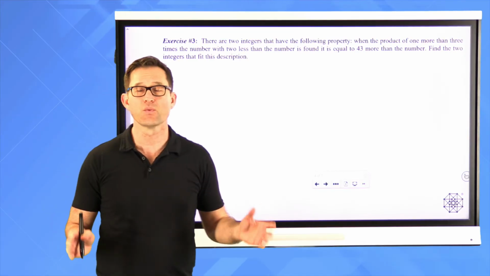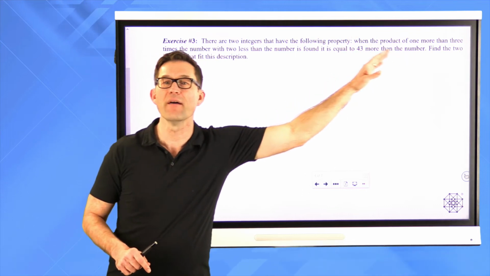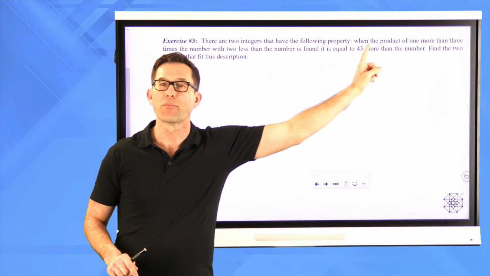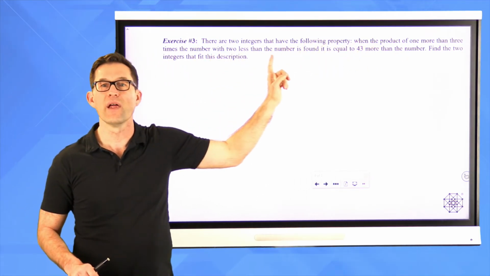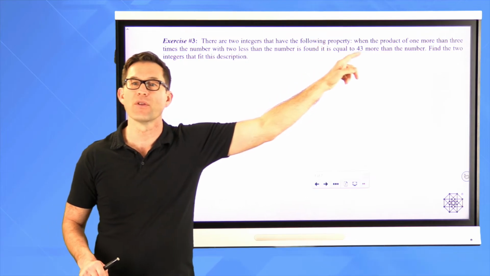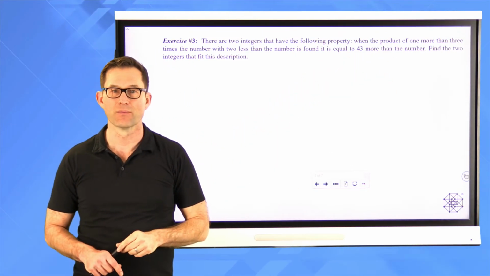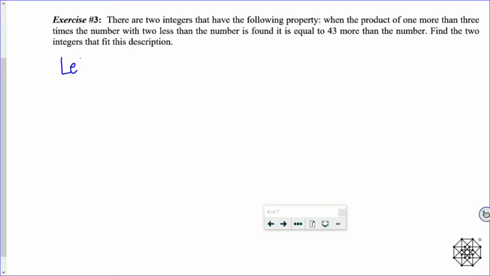Now, one thing that I just want to mention in this is the point here is that there are two integers that make this true, okay? Two different numbers that when the product of one more than 3 times the number with 2 less than the number is found, it's equal to 43 more than the number. Well, let's do this. Let n be equal to an integer.